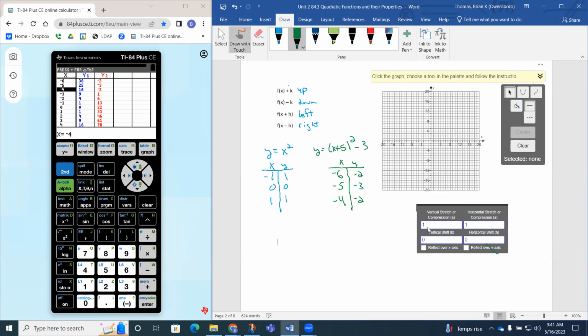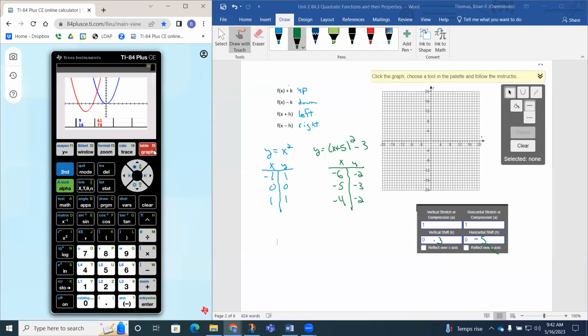Notice that there aren't any vertical stretches or compressions, so they'll stay as a coefficient of 1. But notice how there was a vertical shift. The vertical shift was down 3, so that gets changed to -3. And then there was a horizontal shift, and this +5 made it go left 5, so I have to put a -5 in there. And I don't need to check these boxes here because there aren't any reflections. So that should be all you have to change, and you should end up with the graph.